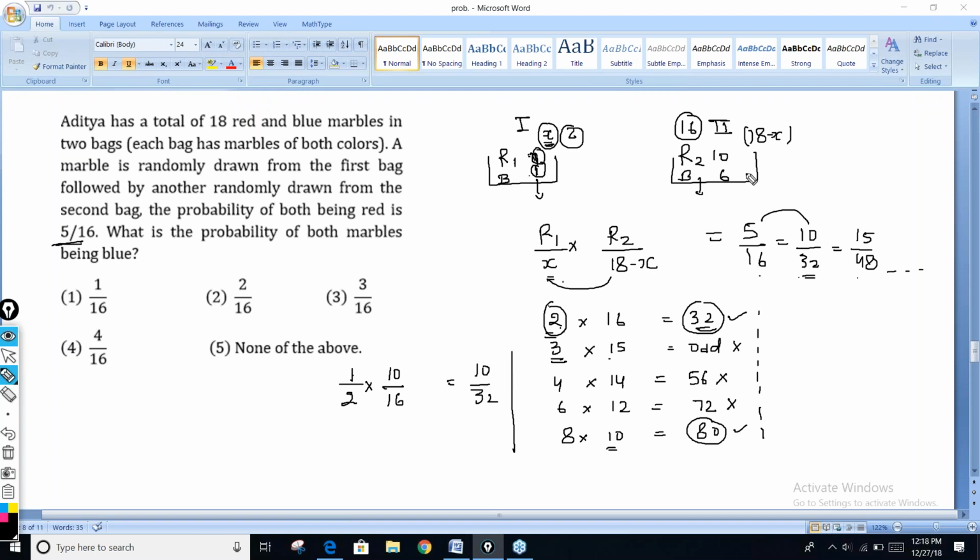Valid case. Now look at the second case. If I'm taking 80 in the denominator, which is 5 times 16, so I have to take 25 in the numerator, 5 times the numerator.